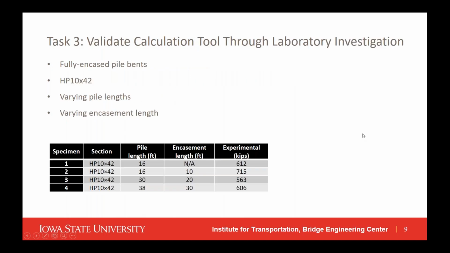And then our task 3, our validation in the laboratory, is just a real quick snippet of some of the pile sizes, pile lengths, and encasement lengths that we intend to complete in the lab. Obviously, don't have a lot of time to go on to the full laboratory investigation here, but it gives you an idea of some of our intention.